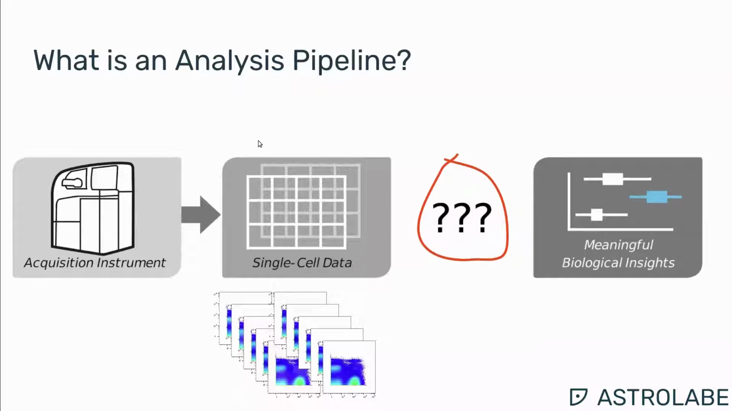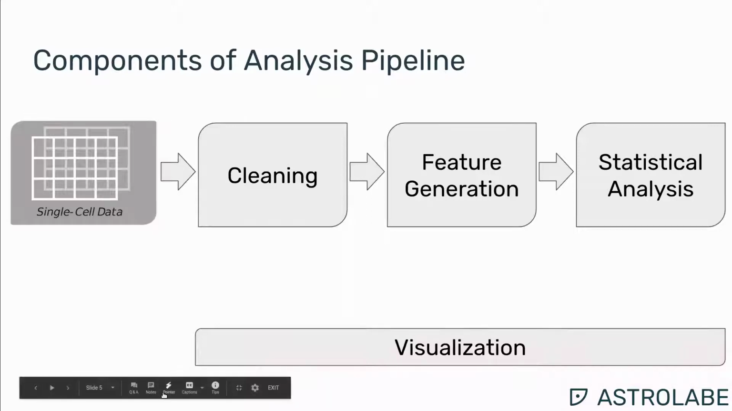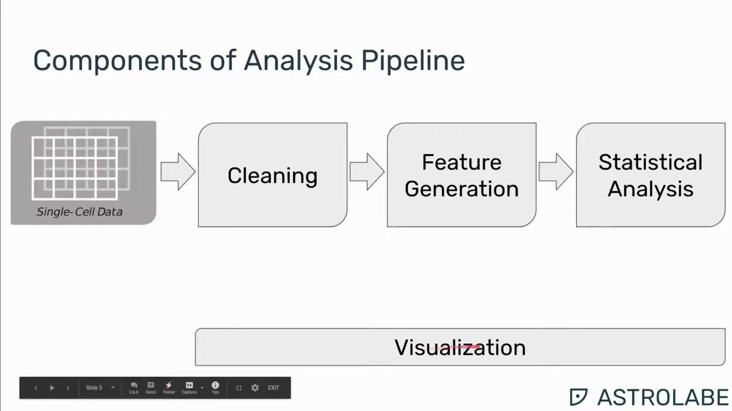And in the context of flow and mass cytometry, the analysis pipeline usually has three major steps to it. The first one is cleaning the data. This is also referred to as pre-processing. The second one is identifying features. And in the context of mass and flow cytometry, features are often cell subsets or clusters. And finally, there's the actual statistical analysis. And underlying all these is a layer of visualization that helps you make sense of each one of the steps and the connections between them.